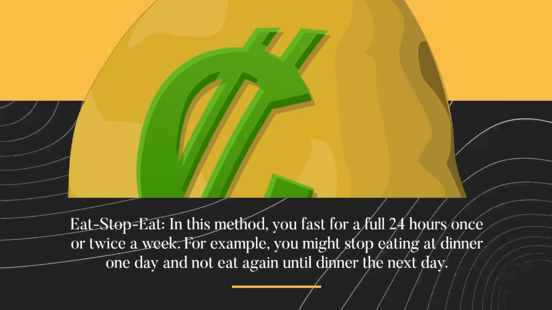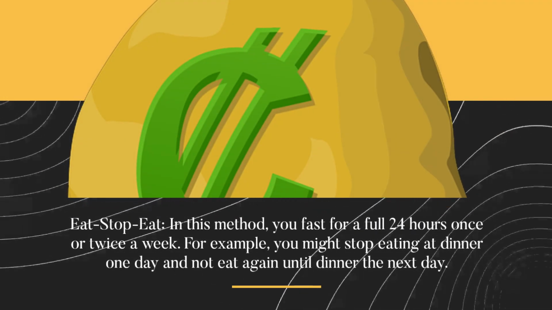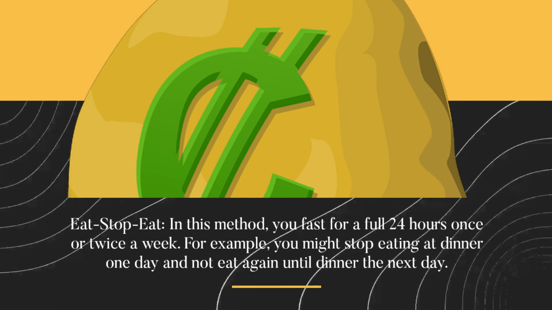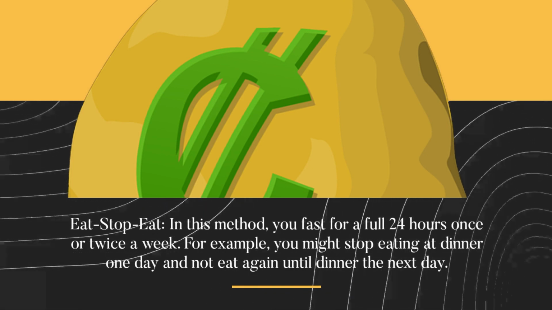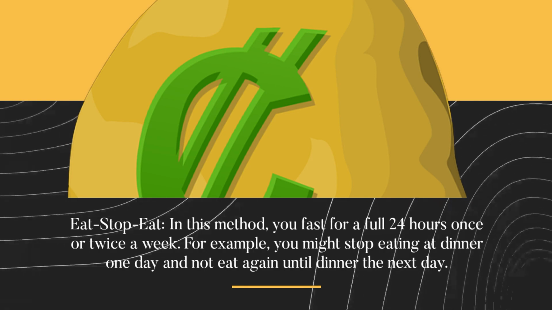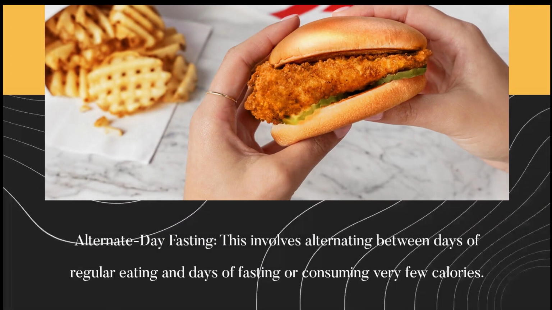Eat Stop Eat. In this method, you fast for a full 24 hours once or twice a week. For example, you might stop eating at dinner one day and not eat again until dinner the next day.